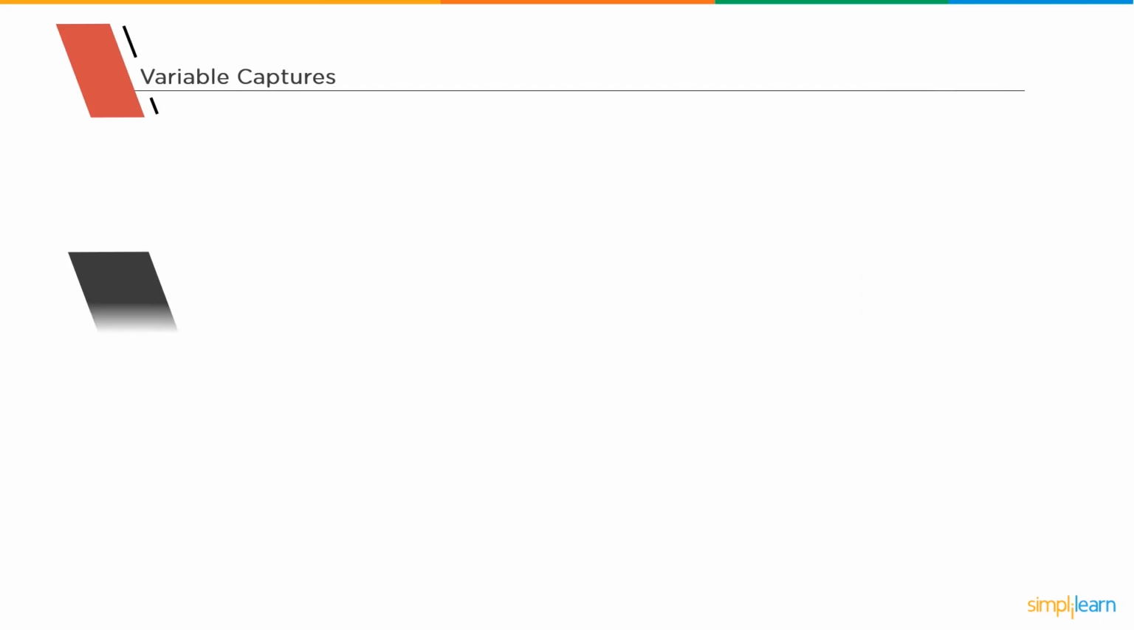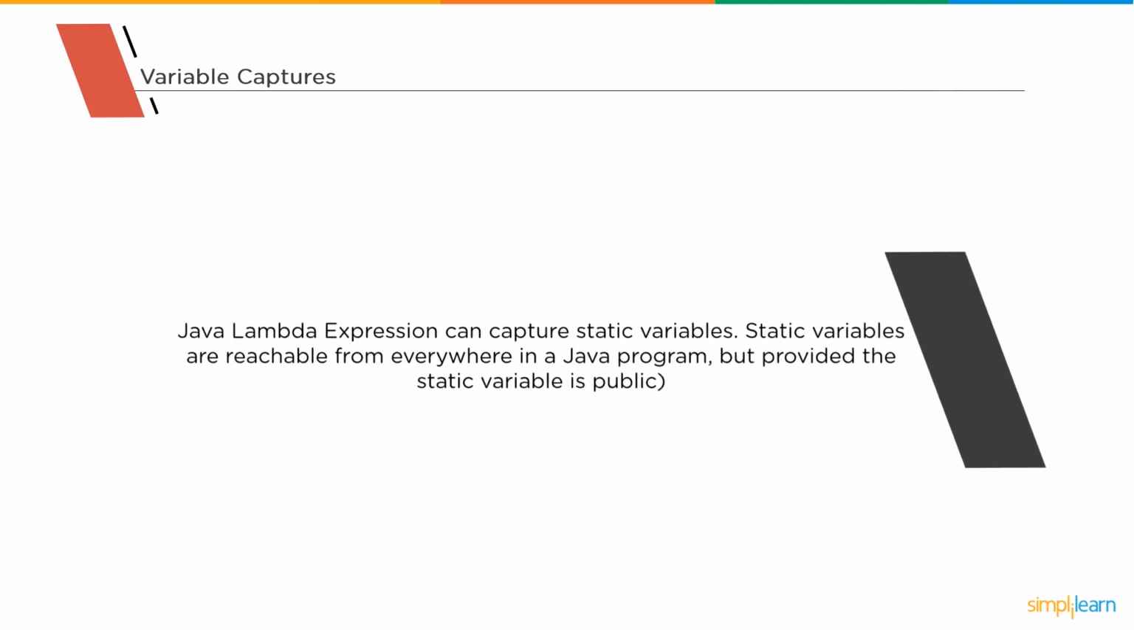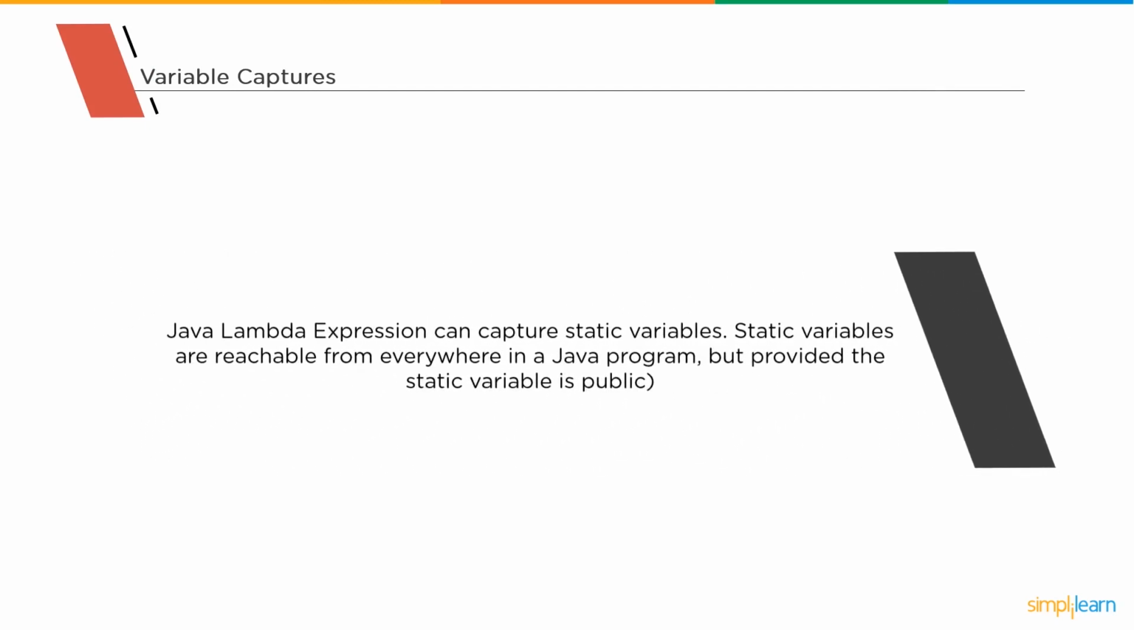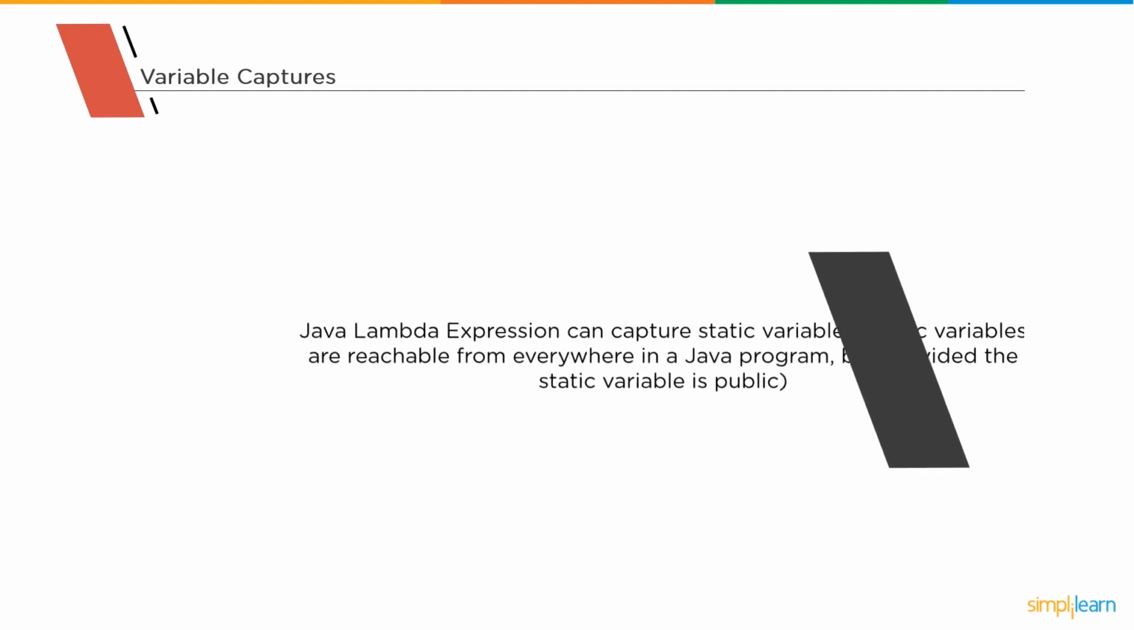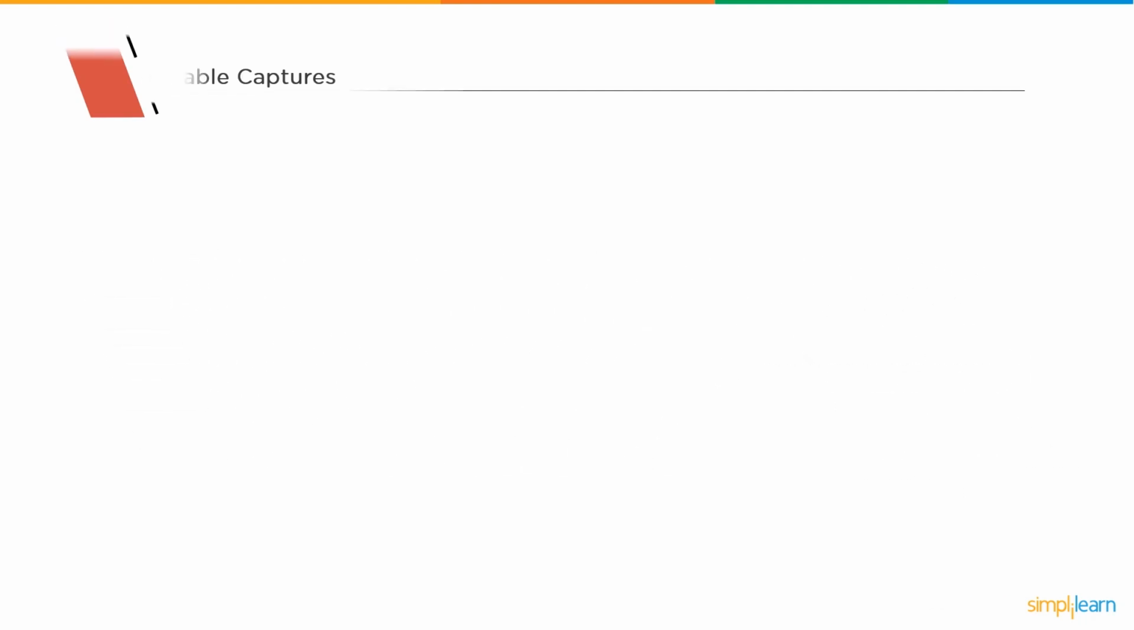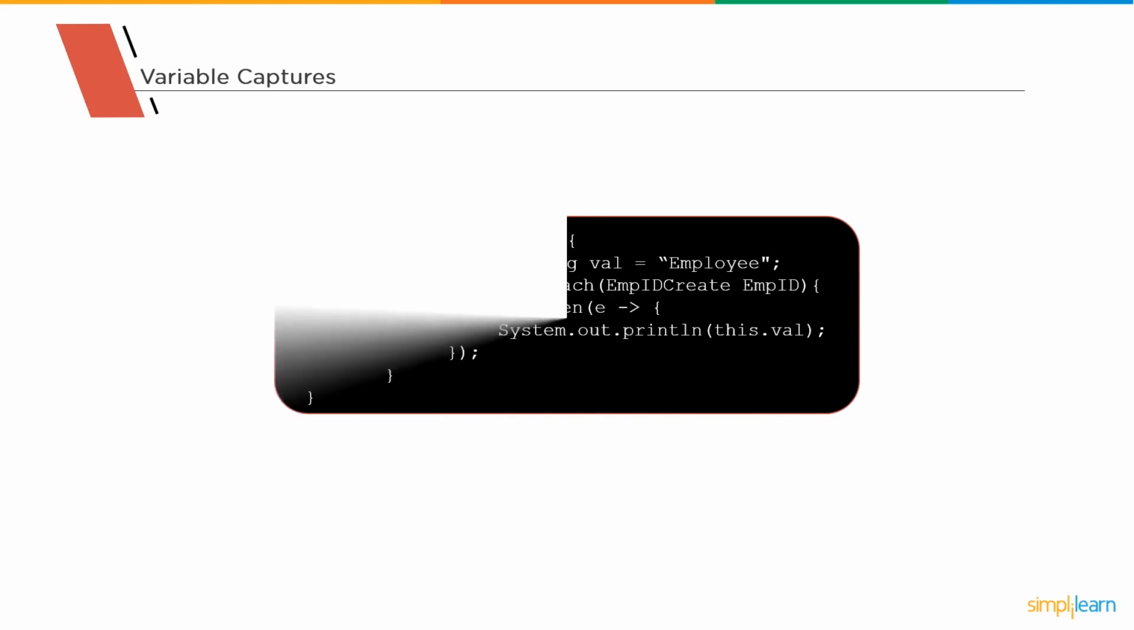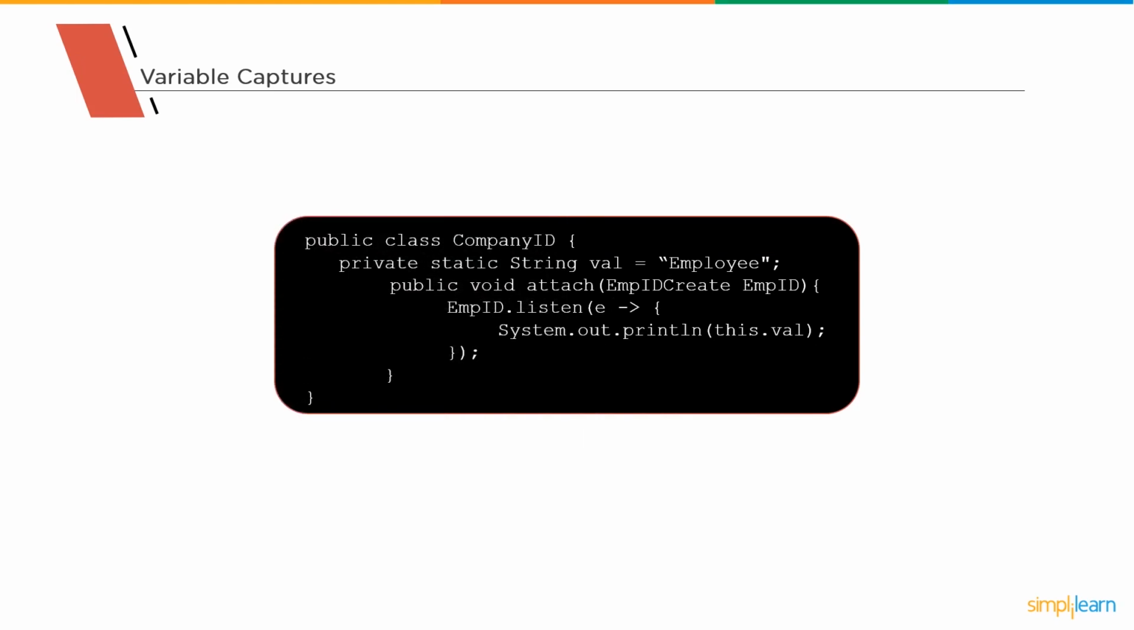Next, we have the last type of variable capture, which is the static variable capture. A Lambda expression can also capture the static variables. The static variables are reachable from everywhere in a Java application, provided the static variable is accessible, that is, scoped as public. Here is an example that creates a Lambda which references the static variable inside the Lambda body. The value of a static variable is also allowed to change after the Lambda has captured it.